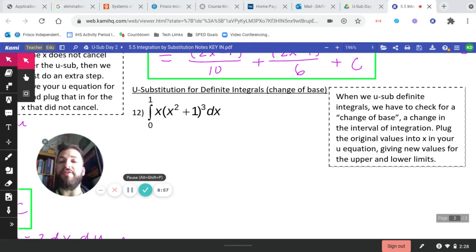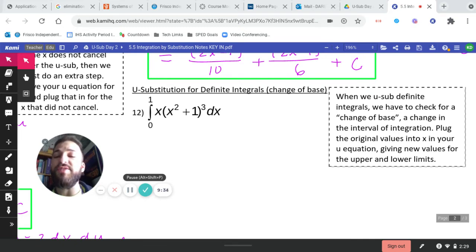Okay, so this one, we call it the change of base u sub. And the reason why is because when we actually do the process of u substitution, we're substituting one function for another. So we are actually fundamentally changing the function we're integrating. So when we fundamentally change the function we're integrating, we can't use the same original limits that we had before we did the substitution. So we change the base, we change our limiting space using the u that we got. So let's actually see it in action.